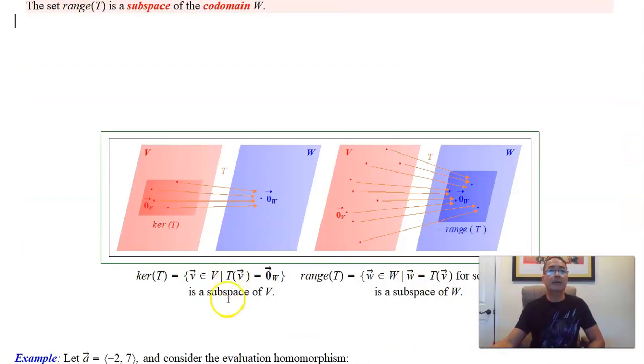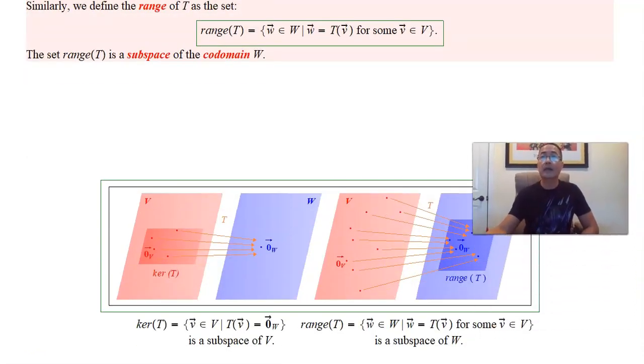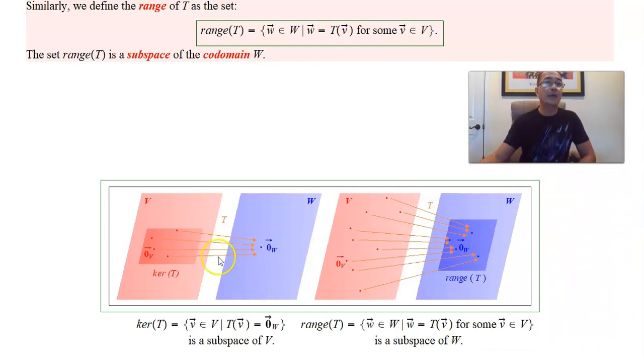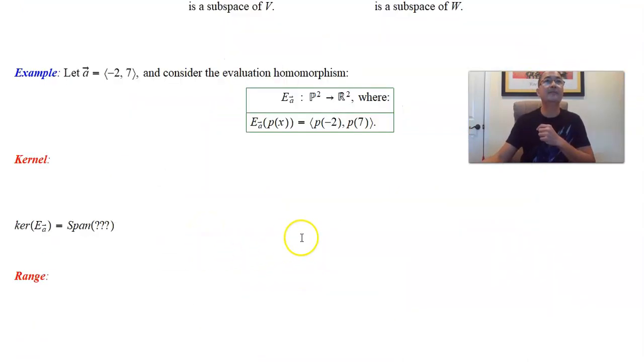The diagram that we have over here is just like the diagram that we have in chapter 3, where the kernel is all the vectors in the domain that transform to the zero vector. So that's your kernel. The range is all the vectors in the codomain which are the transformation of at least one vector in the domain. Okay, so now we can look at our example.